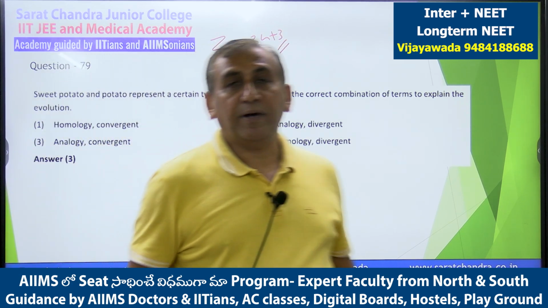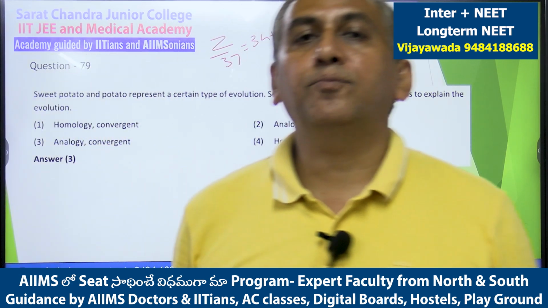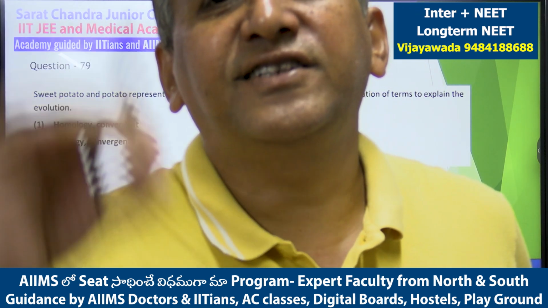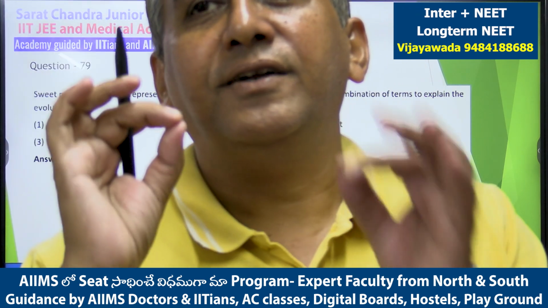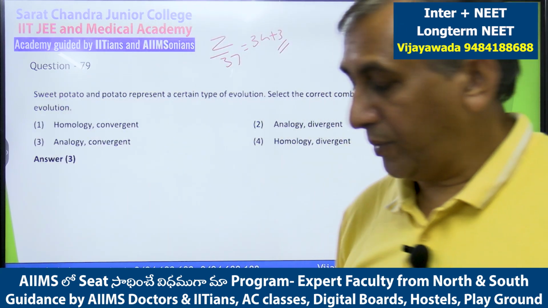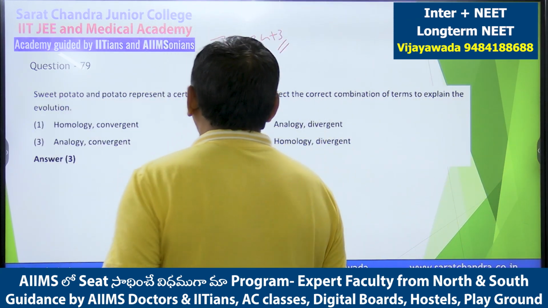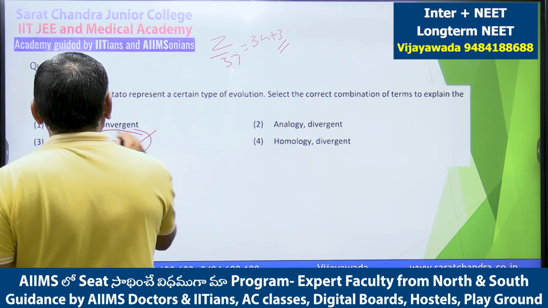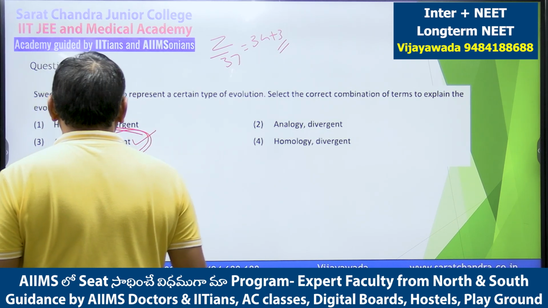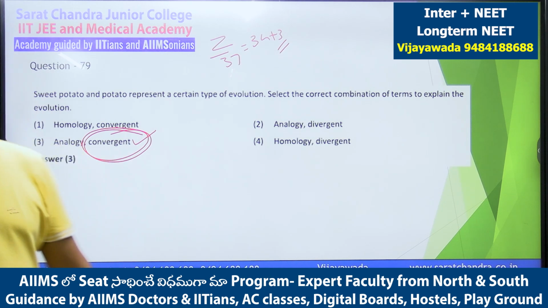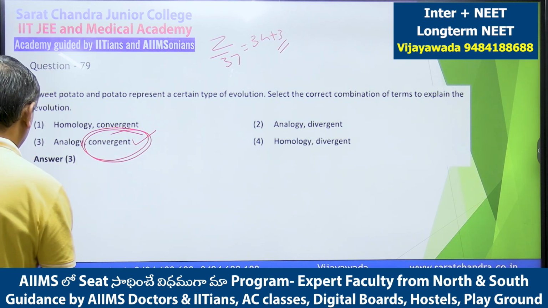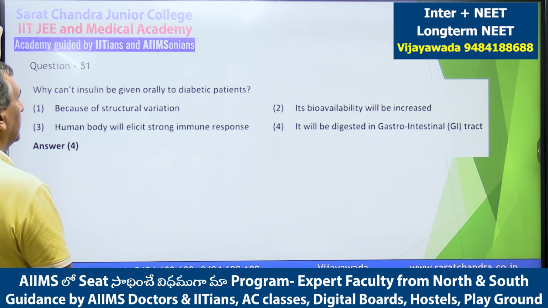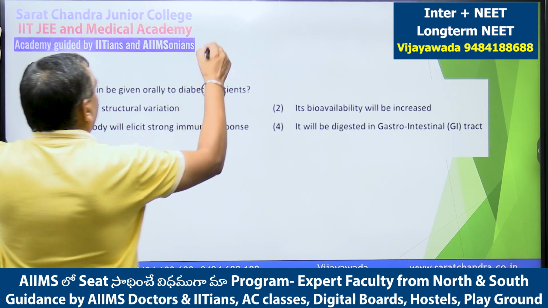Given in NCERT is one picture, sweet potato and potato. Their origin is different, but they are modified to perform the same function. It means it is analogy. And analogy is always known as convergent evolution. So, are you getting the answer? Zoology 37 done.